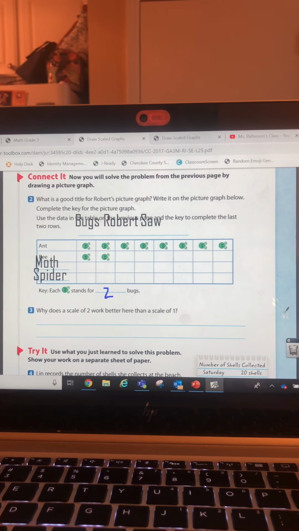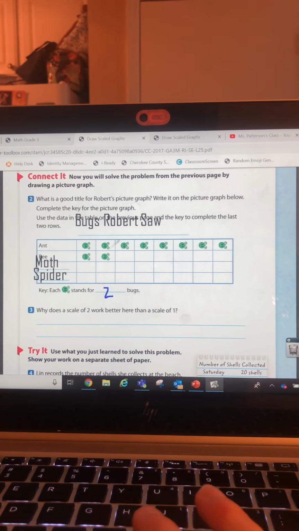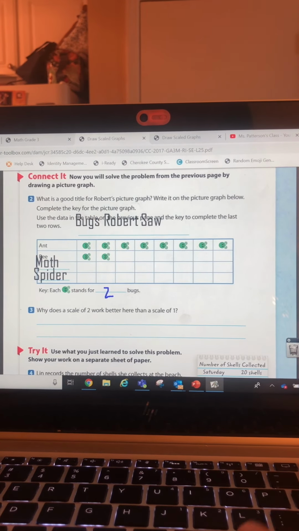So why does a scale of 2 work better here than a scale of 1? A scale of 1 makes it harder to do a picture graph because that would mean for the moths, for instance, you would be drawing 6 bugs, or for the ants, you'd be doing 16 of these. So it would make for a really big picture graph because it would be really long.